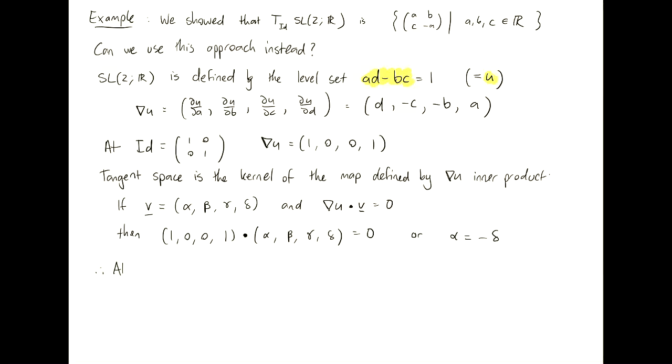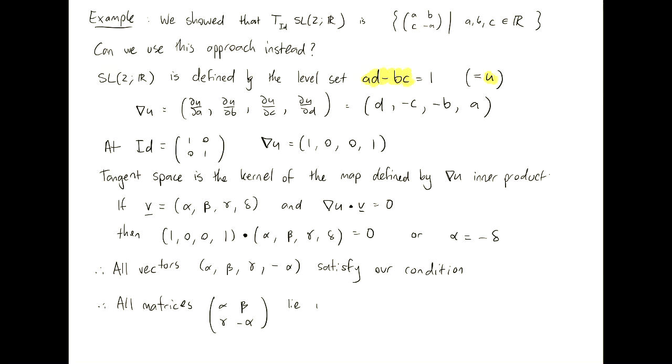So therefore, all vectors alpha, beta, gamma, minus alpha satisfy our condition. Therefore, all matrices alpha, beta, gamma, minus alpha lie in the tangent plane. And as a reminder, these are the zero trace matrices. So exactly the same thing. All of these ideas are different tools of looking at the same fundamental idea, and they all relate to each other. But we like a bit of geometry. It makes things easier to visualize.